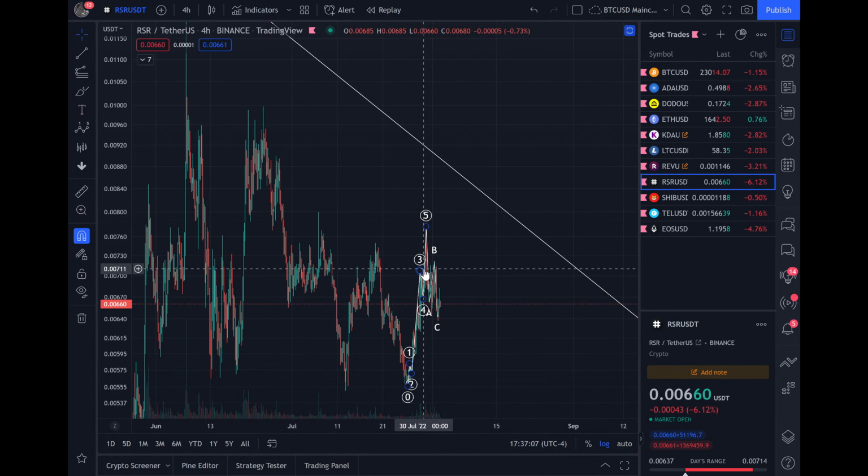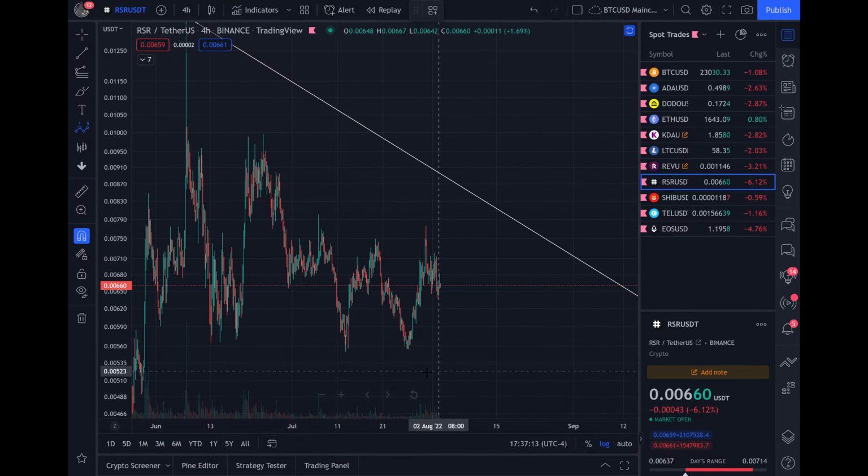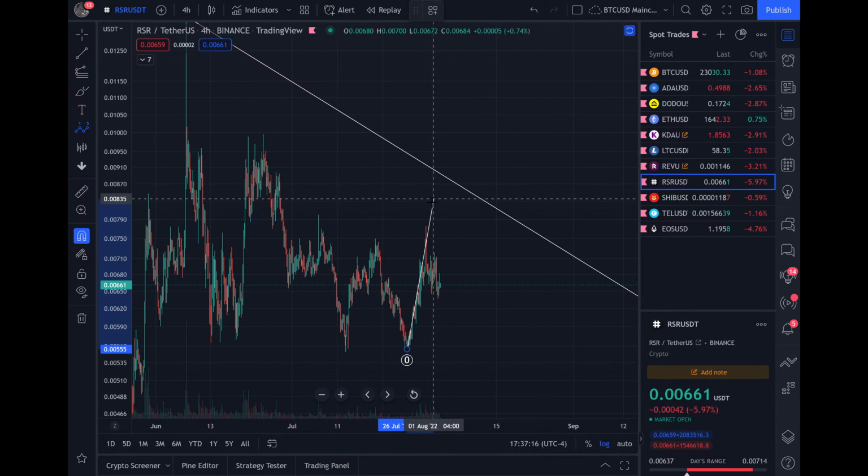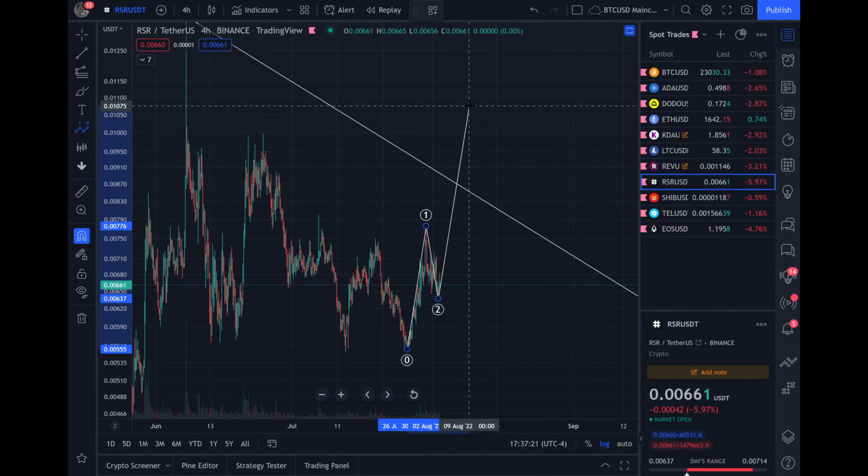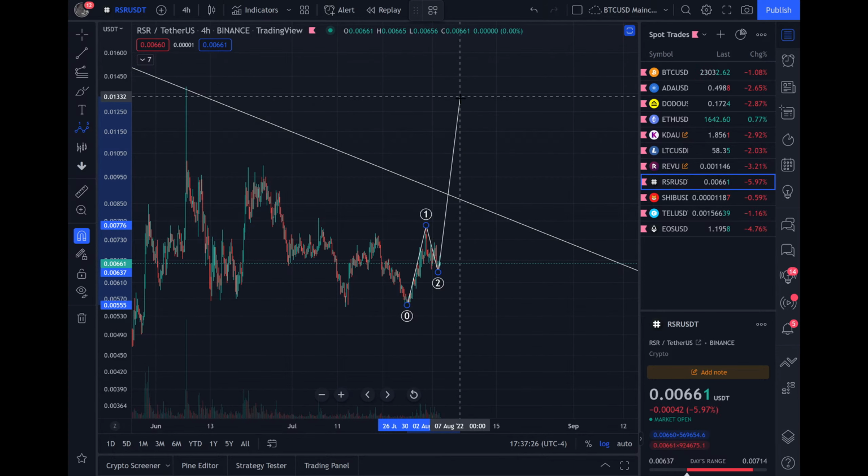Okay, let me get rid of this stuff. And so this is what I think Reserve Rights is going to look like. Again, I said it this morning and I repeated it in the beginning of this live stream. You typically get these leading diagonals in new trends because most market participants don't believe in the validity of the new trend.